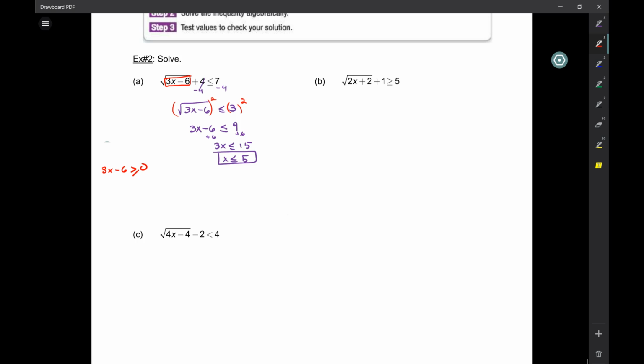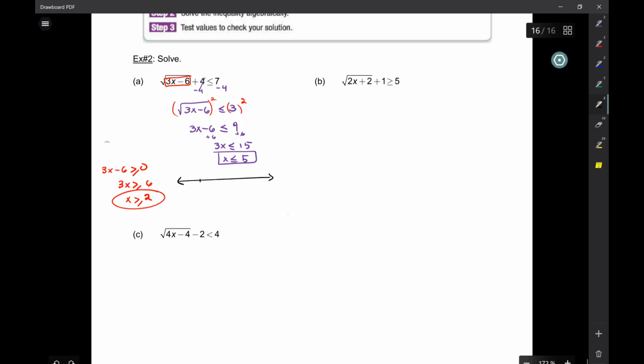3x minus 6 is greater than or equal to 0. Now let's solve this. 3x is greater than or equal to 6. X is greater than or equal to 2. Now I need to combine these two. So let's see what this looks like.